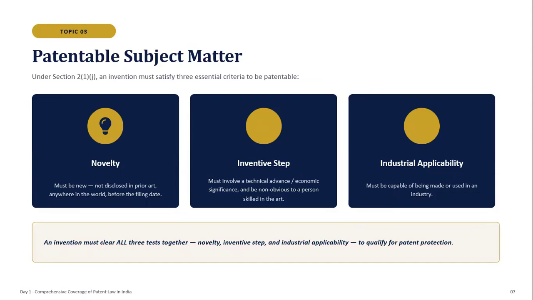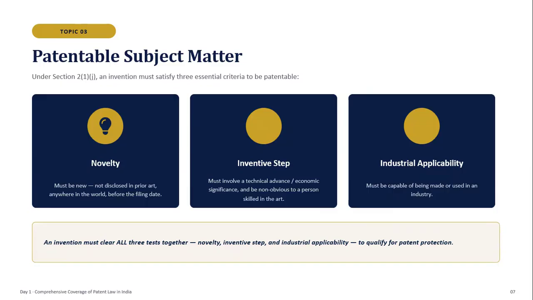Let us now come to one of the most important questions. What can actually be patented? Under Section 2(1), an invention must satisfy the following three essential criteria. The first criterion is novelty. The invention must be new and must not have been disclosed in prior art anywhere in the world before the relevant filing date. The second criterion is inventive step.